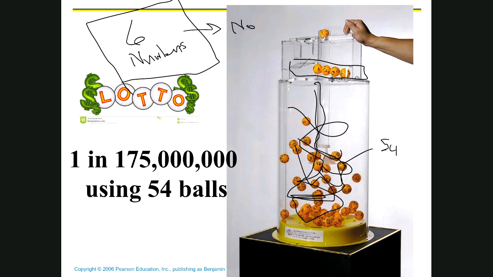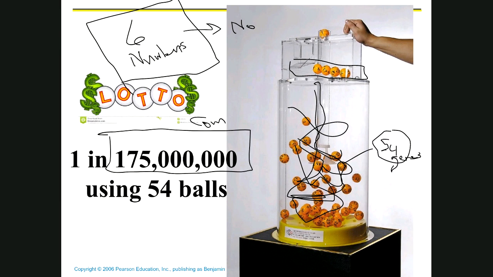Well, look, with 54 balls, that's all that's in here, 54 genes, if you will, you can wind up with 175 million different combinations of these 6 numbers. 175 million different combinations, which means that you only have a 1 in 175 million chance of guessing what it is.